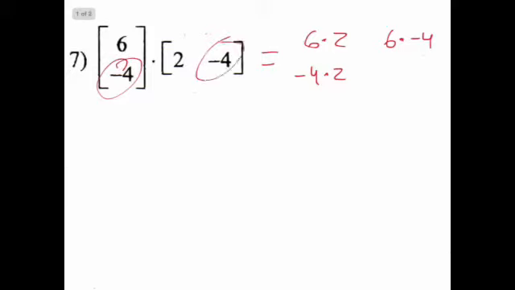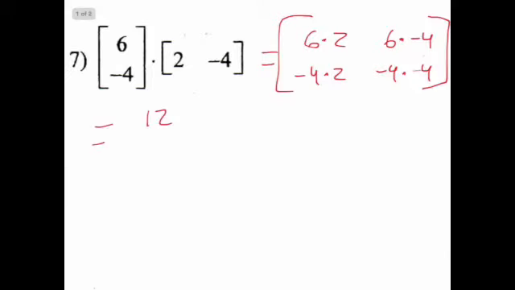And negative 4 times the negative 4. And so here's my resulting matrix. I just need to do the calculations now. 6 times 2 is 12. 6 times negative 4 is negative 24. Negative 4 times 2 is negative 8. And negative 4 times negative 4 is positive 16.